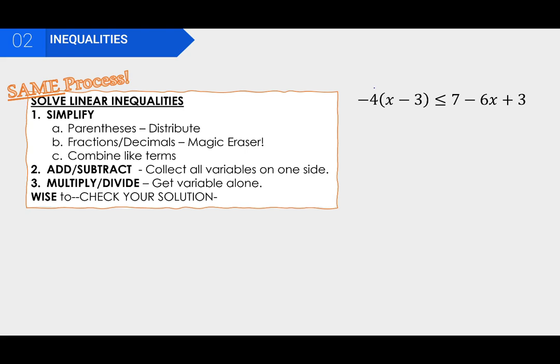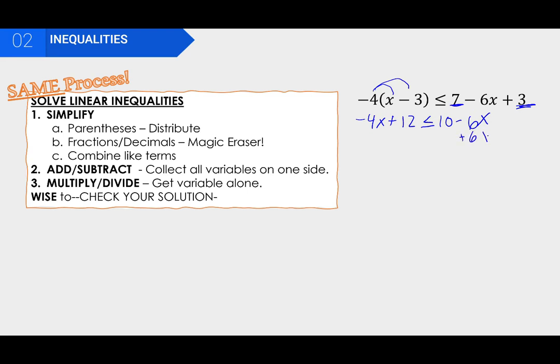Let's simplify first by distributing. I have negative 4x. Negative 4 times negative 3 is positive 12, less than or equal to. I've got some like terms I can combine. I'll go ahead and combine these. I have 10 minus 6x, combining those. And now I can add or subtract to collect all the variables on one side.